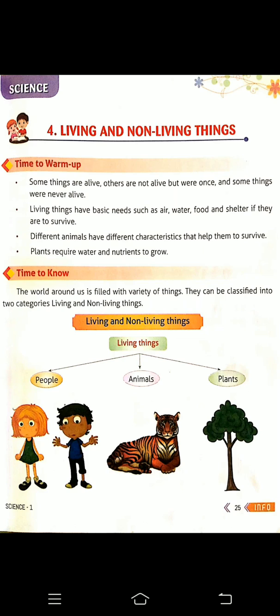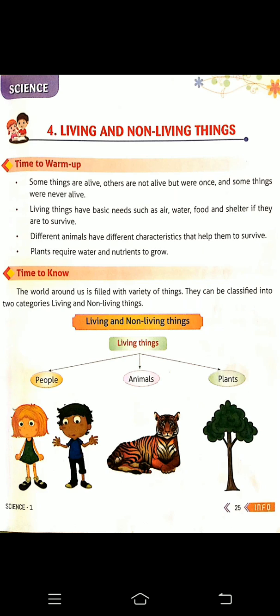In this picture, these are all living things. First one is people. They live, they breathe, they drink water, they move here and there. So they are living things. Next is animals. Animals also breathe, they eat food and they move here and there. So this is also a living thing. Next is plants. These plants also have life in them. They grow. Okay, children.